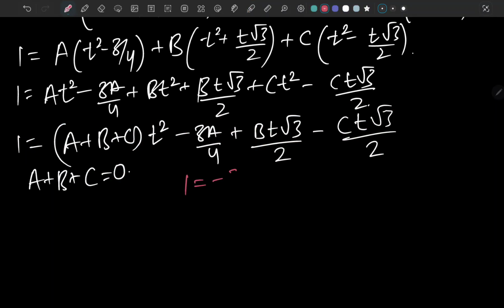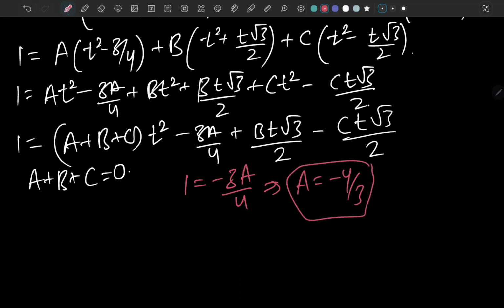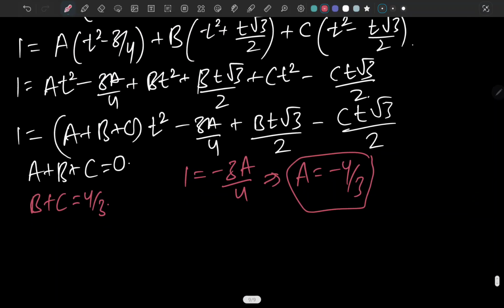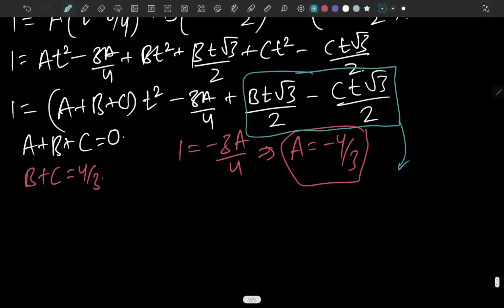So 1 equals minus 3a over 4. So our a becomes negative 4 over 3, right? And b from here, b plus c becomes 4 over 3, and from here onwards, if you are taking the consideration of these two terms, then b times square root of 3. Oh, wait a second, I can factor out t times square root of 3 over 2 b minus c, and that is equal to 0.